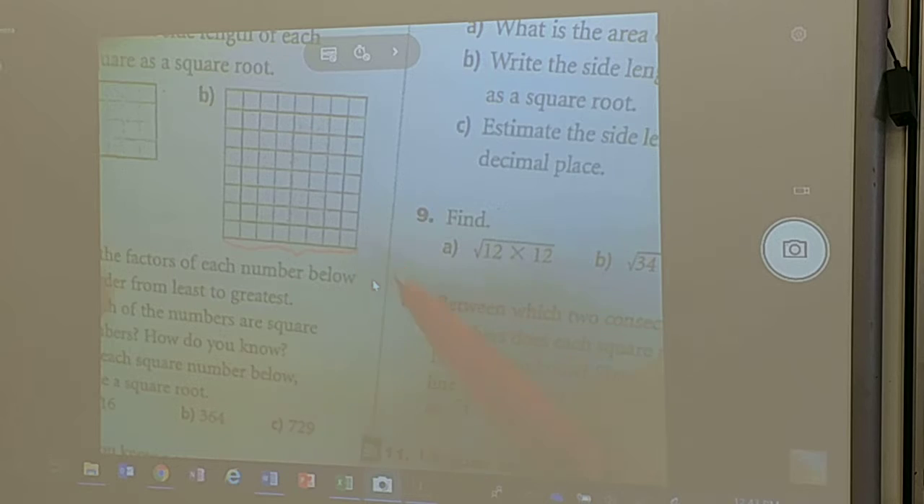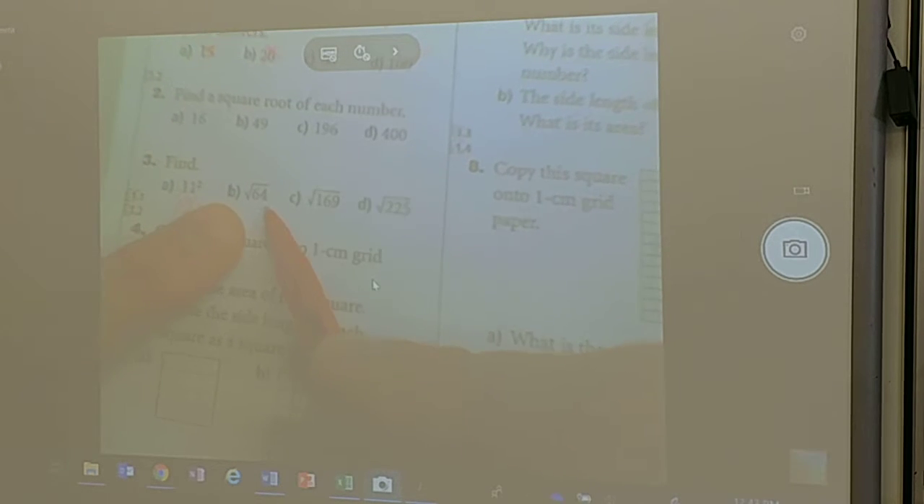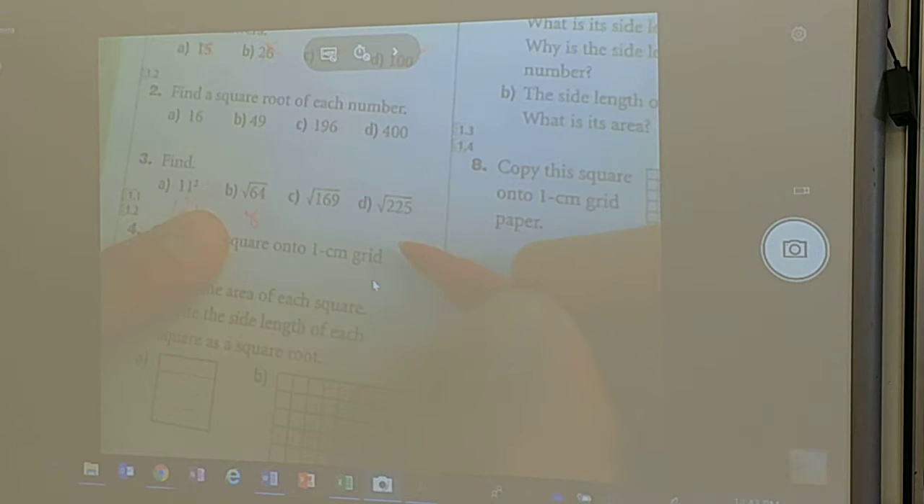What do you call the root? How much? 8, you got it. So let's go back to 3b. The square root of 64 would be 8. I think this one might be 13. Let's see.